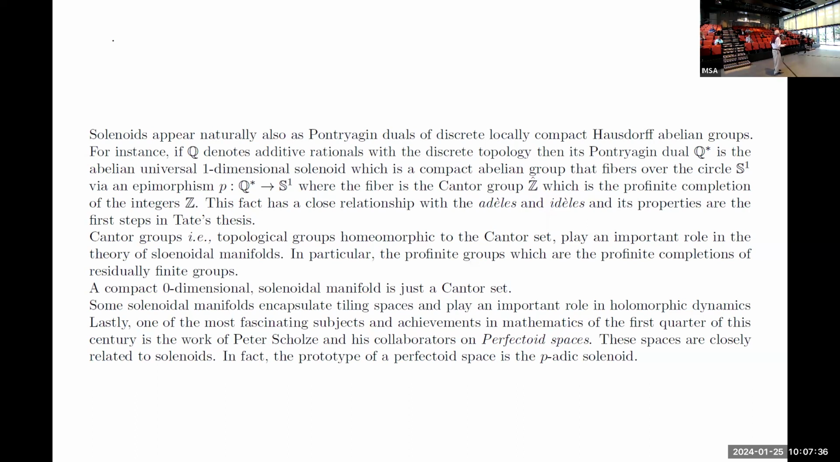Cantor groups, well, of course, are zero-dimensional solenoidal manifolds. But Cantor sets have the first topological properties.